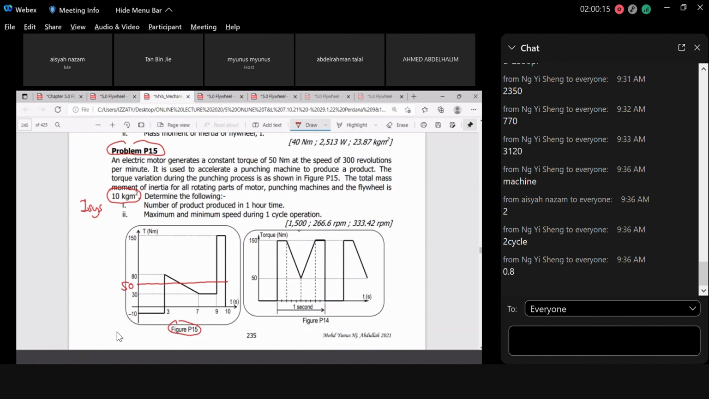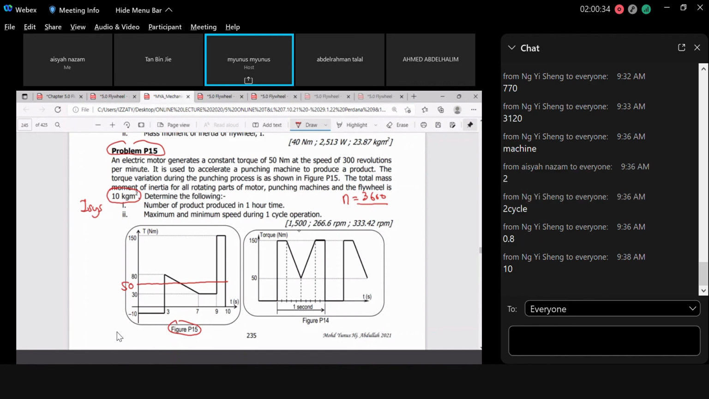Determine the following: number of products in 1 hour. So now tell me how to get the number of products. N is equal to 1 hour, which is 3600, divided by 10. Thank you. You will have 36 products. What is the type of product? We do not know. It is not our concern and not our interest.